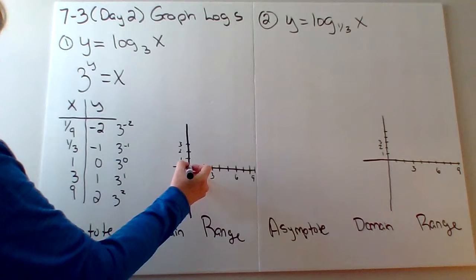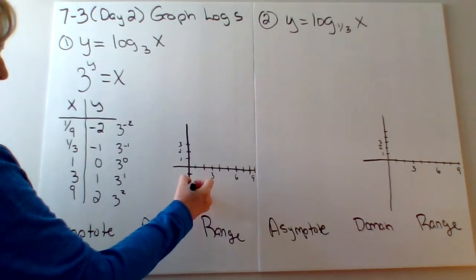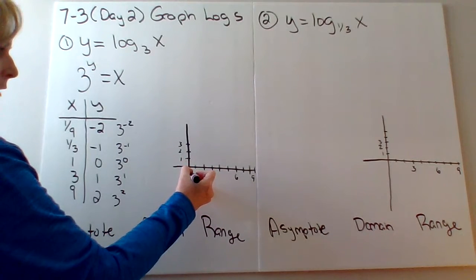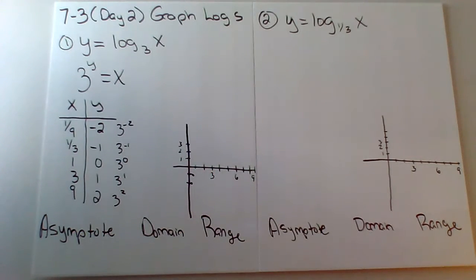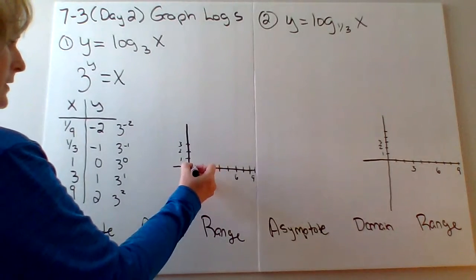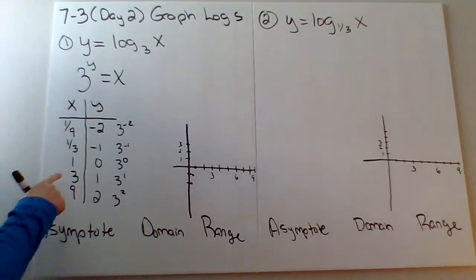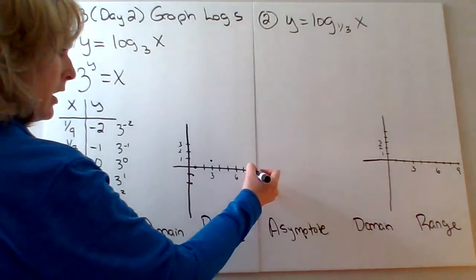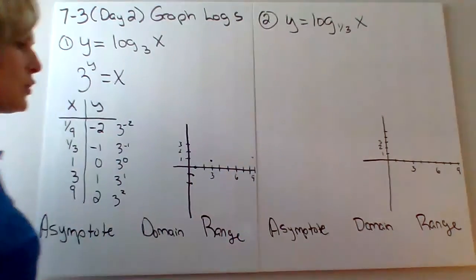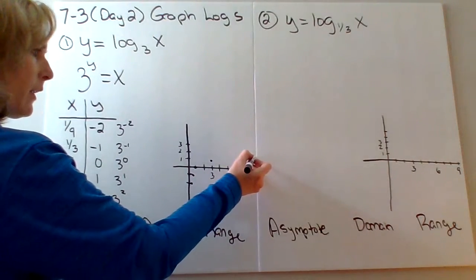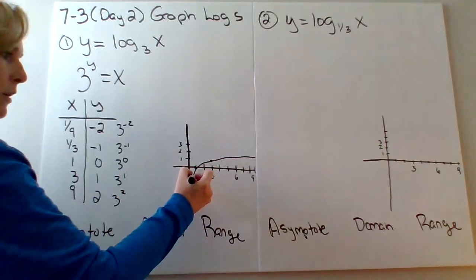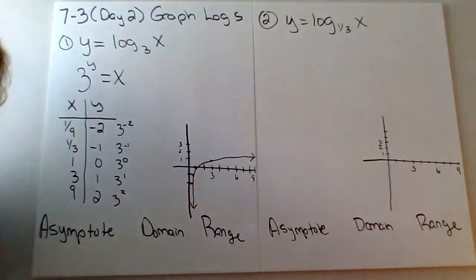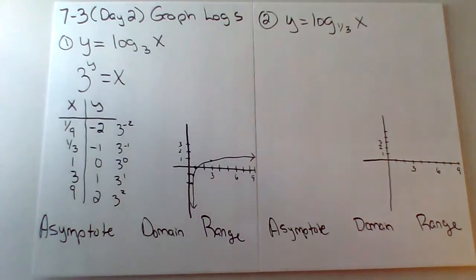So estimate going over 1/9 and down 2. Estimate going over 1/3, down 1. 1, 0, that's a point right there. 3, 1, and 9, 2. If you connect the dots and finish sketching it out, you would get a graph that looks something like this.